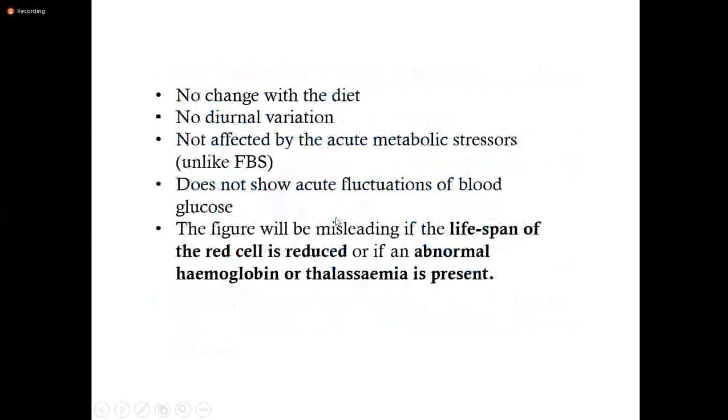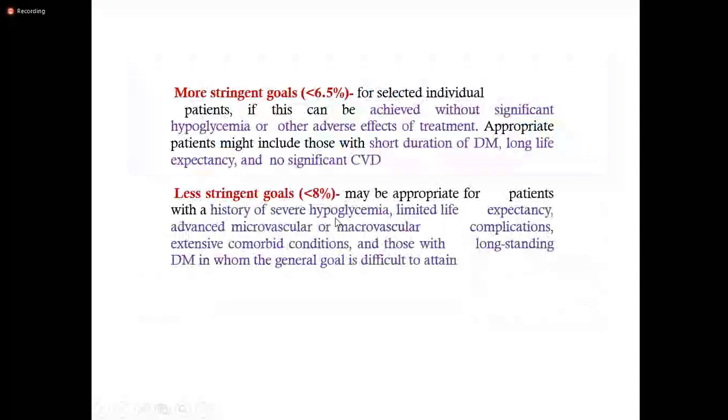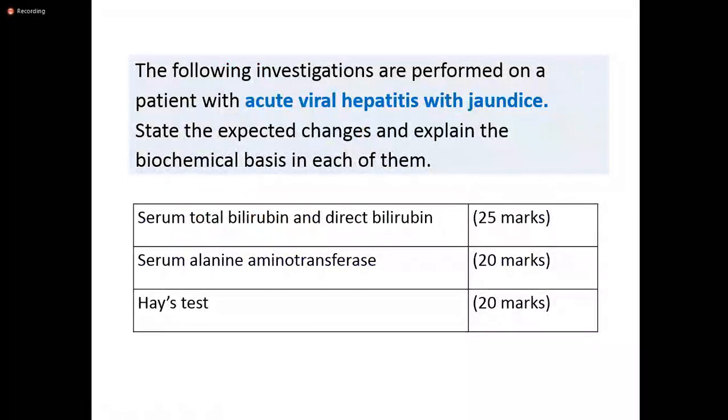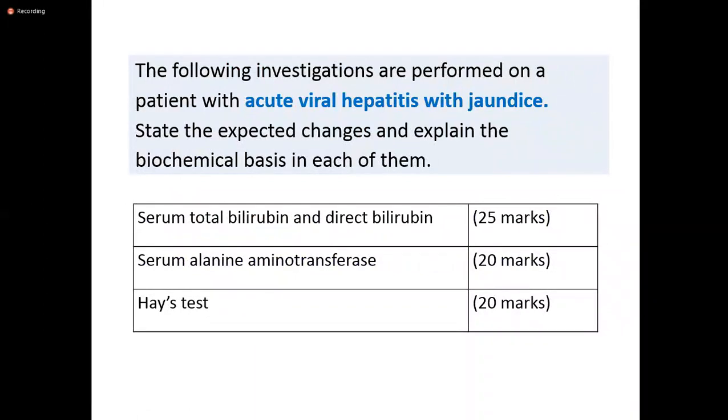Okay. This is the next question. The following investigations are performed on a patient with acute viral hepatitis with jaundice. State the expected ranges and explain the biochemical basis in each of them. So, simply we have given you acute viral hepatitis. There is no case scenario given. It's straightforward. You can see the marks.